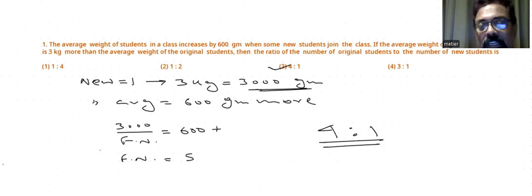If we go with new students, say 10, it will be 30 kg. Then 30,000 gram. Average 600 gram means the final number of students will be 50. So 10 students joined, 50 final number of students. So original 40. Again, the ratio 40 is to 10, 4 is to 1. So the best number has to be 1 if possible. Next, number 2.